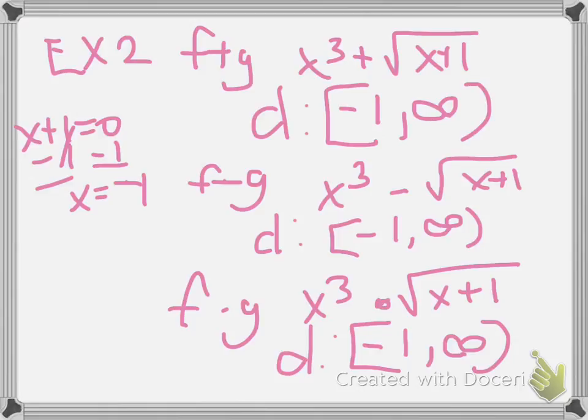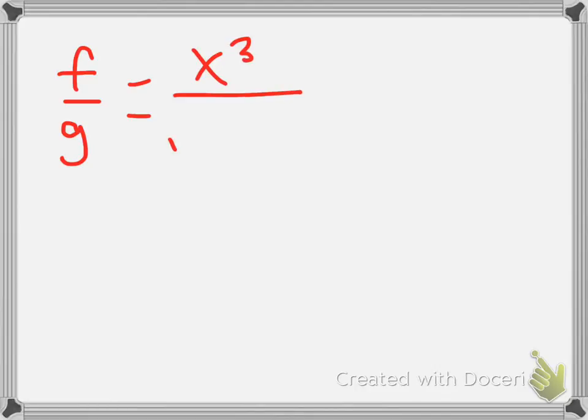Okay, the last one is a little bit different because you have an x in the denominator. So let's look at it. You're doing function f divided by function g. So you end up with x cubed divided by the square root of x plus 1.